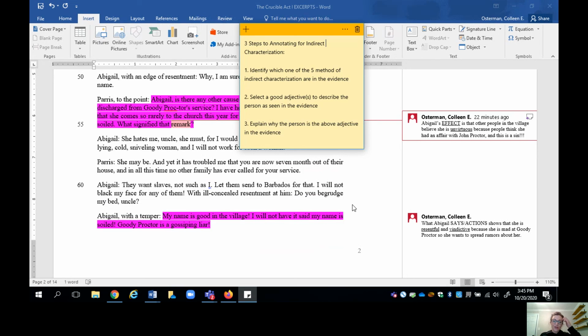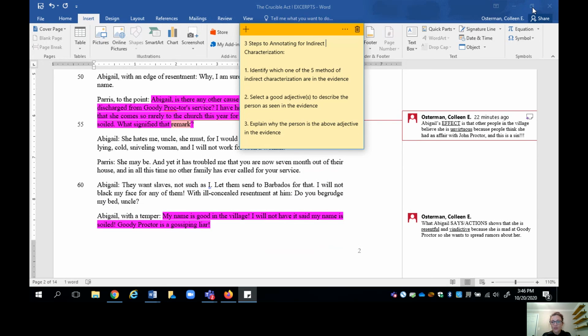Why is she trying to spread rumors about Goody Proctor? Well, when people are all talking smack about you, and you probably did what people are saying, a lot of times the reaction people have is instead of defending your actions because you know you're wrong, you start spreading rumors about other people, trying to make their character look bad. So then people don't believe them. So Abigail is spreading rumors about Goody Proctor so people think she's the liar and not Abigail.